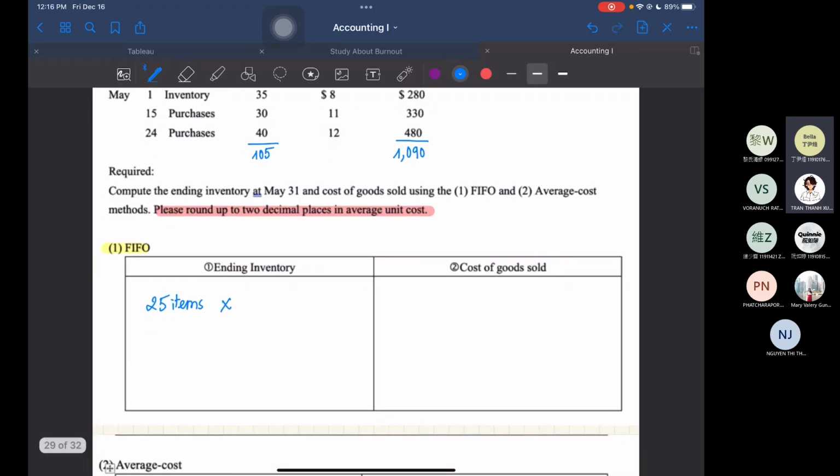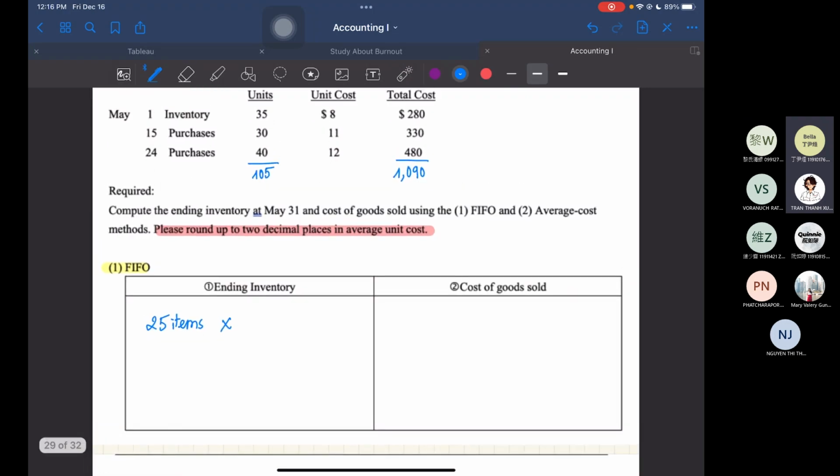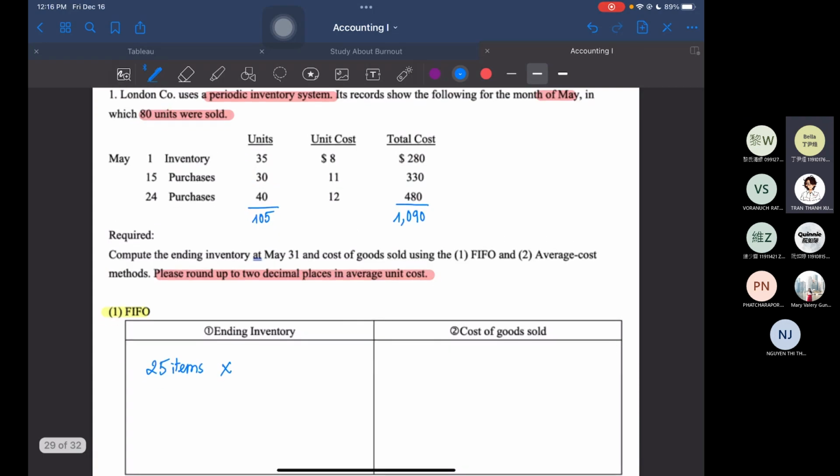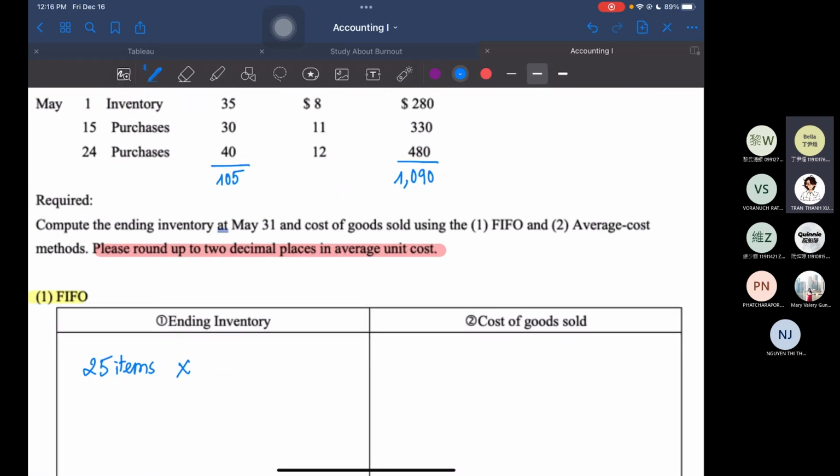Let's calculate the cost of goods sold first. They sold 80 items. In the inventory, I have 35 items, so I take 35 times $8. How much am I still missing? 45, right?